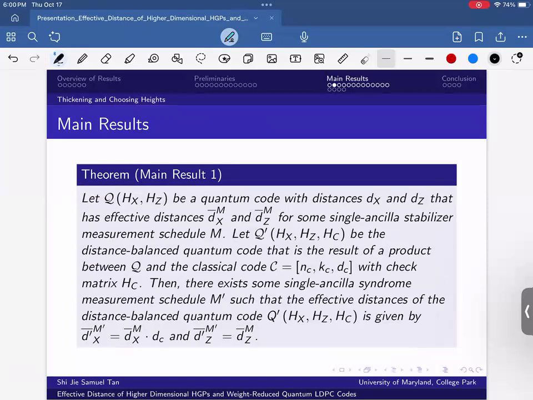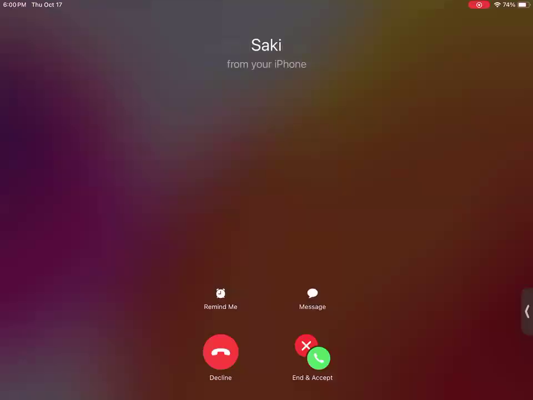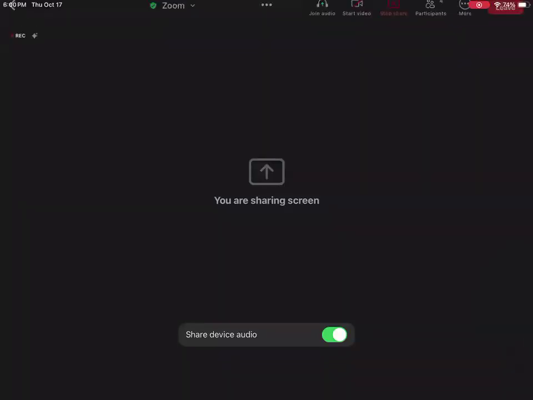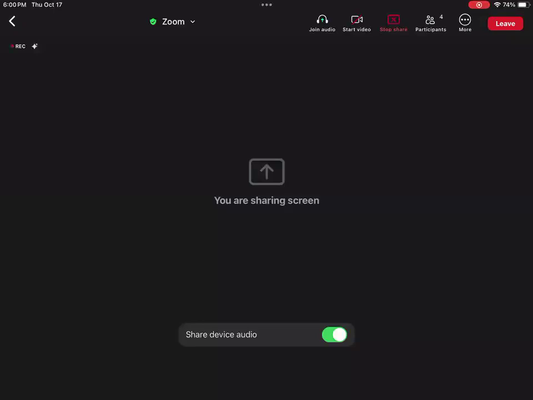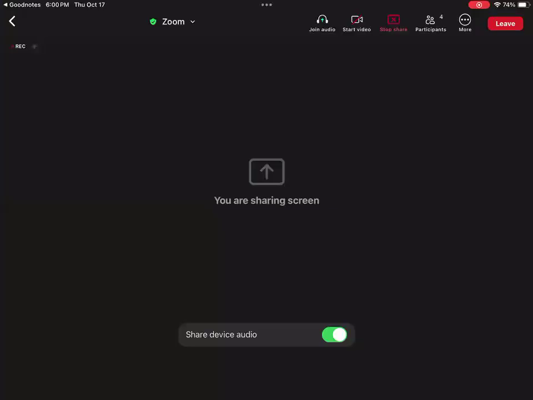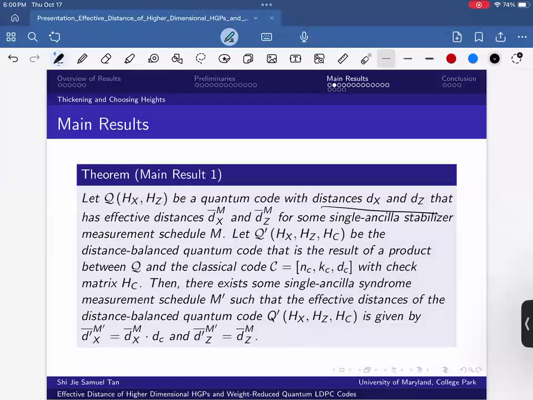One that I want to share. So basically, if you have a quantum code with distances dx and dz. Oh, there's someone calling. Sure. How does it work? Reshare the screen. Oh, it's shared. No, you're sharing. Got it. Yeah, okay, perfect. Sorry, minor hiccup. Just drag it to the side. Like this? Okay, nice.